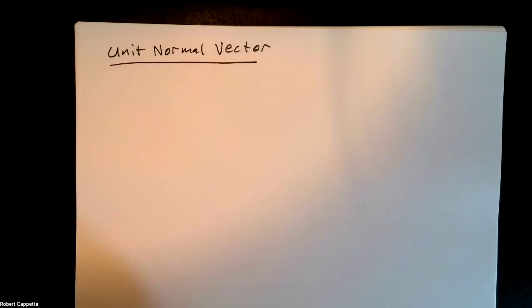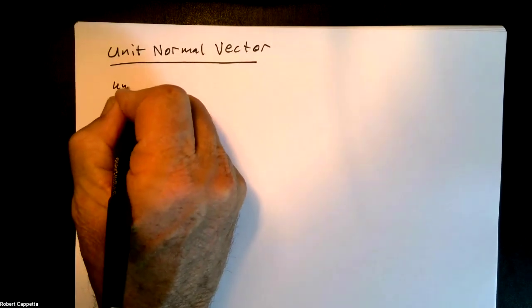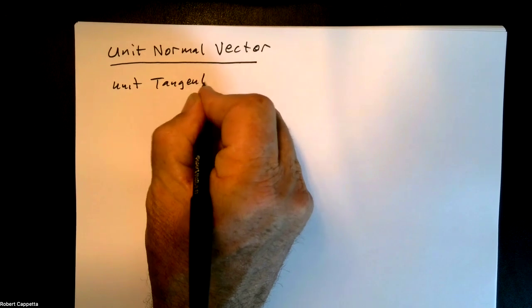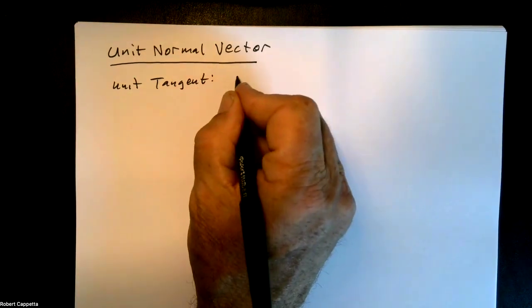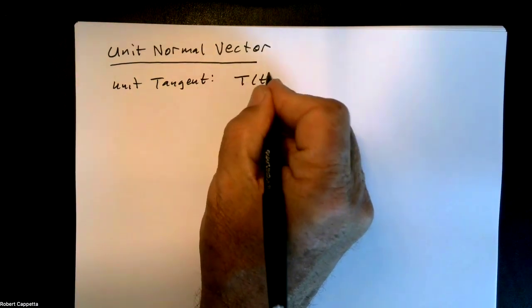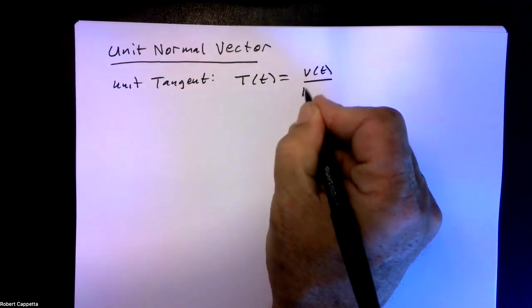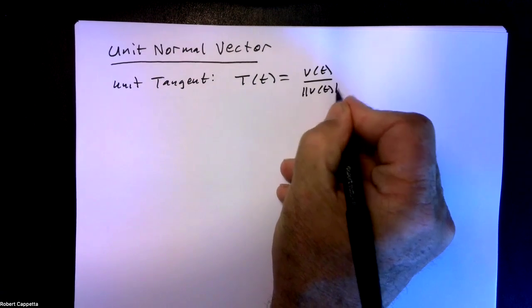So this lesson's on the unit normal vector. So we need to talk about what that represents. But let's remind ourselves of what the unit tangent vector is. Big T of t is in the same direction as the velocity, but it has length 1, so it's velocity divided by speed.